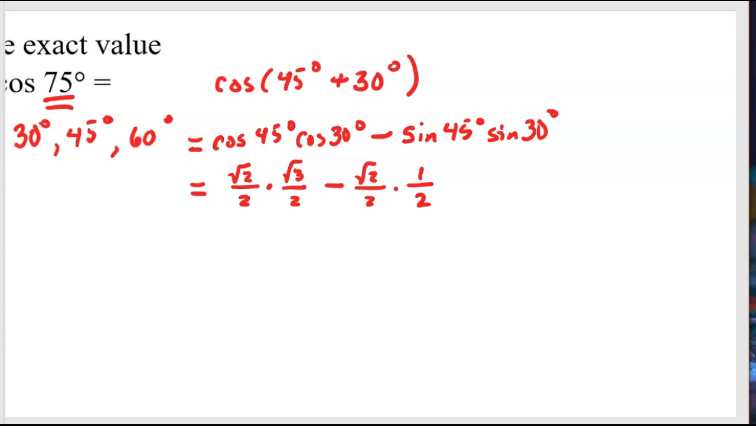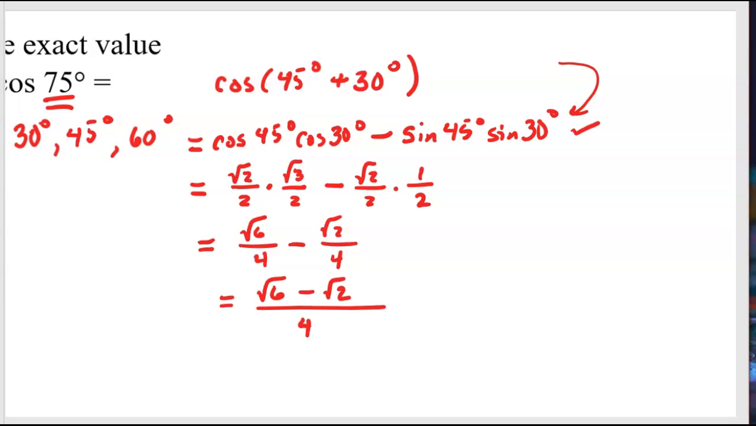This is the most typical sum of angle, difference of angle formula problem for the trig functions. So you rewrite in terms of something you know on the unit circle, and then of course you make your substitutions. So this gives me root 2 times root 3, and at this point it's all being careful. That's root 6 over 4. 2 times 2 is 4. Minus root 2 times 1 is root 2 over 4. And therefore you can rewrite this as root 6 minus root 2 all over 4. Nothing you can do to simplify that.